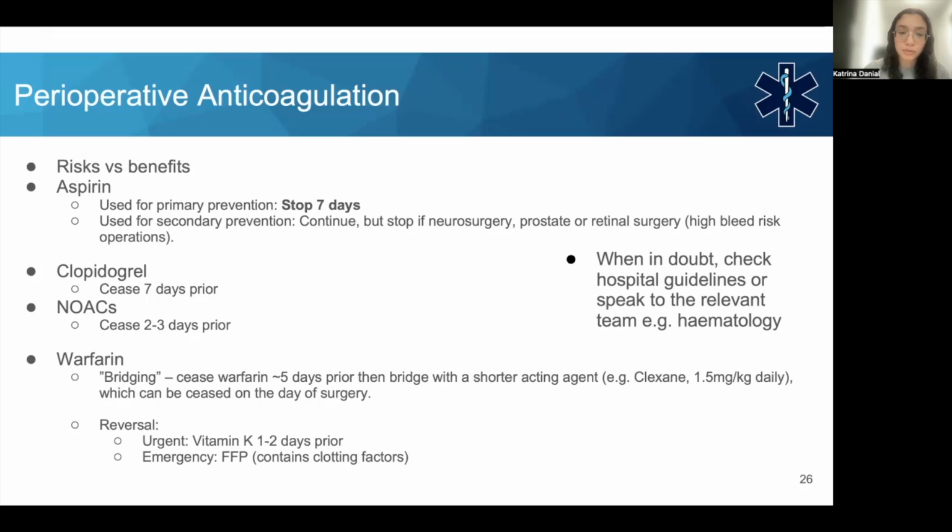If we ever want to reverse warfarin, if it's an urgent situation, we can use vitamin K, because we know that warfarin inhibits the vitamin K dependent clotting factors 2, 7, 9, and 10. And then in an emergency situation where you really, really need to reverse the warfarin, you can give the patient fresh frozen plasma, because that contains those clotting factors of 2, 7, 9, and 10.